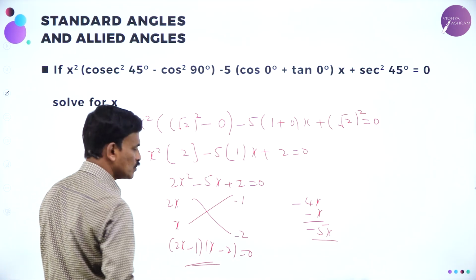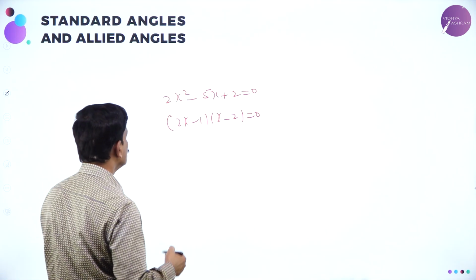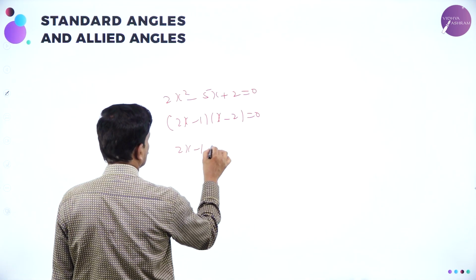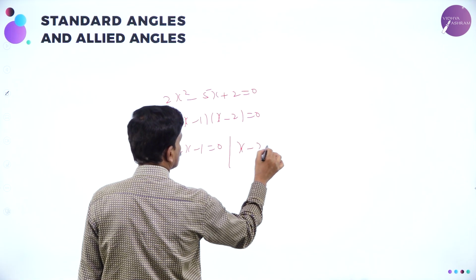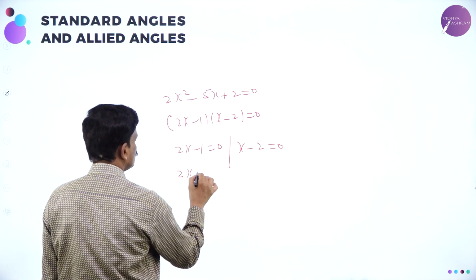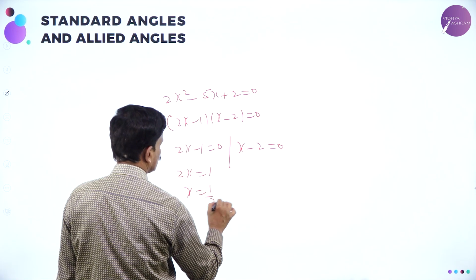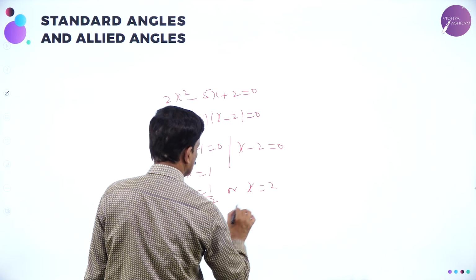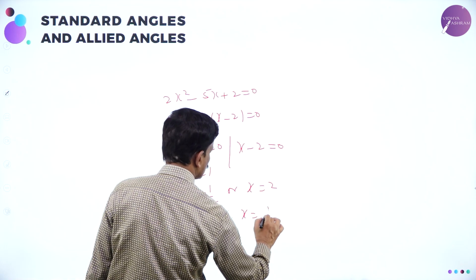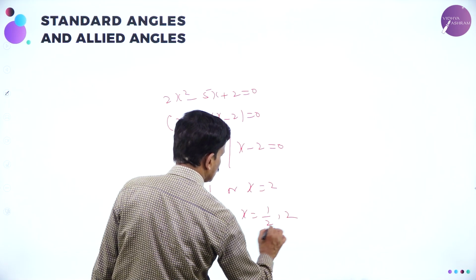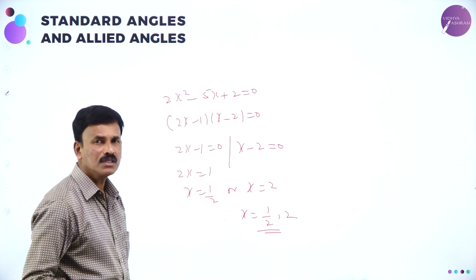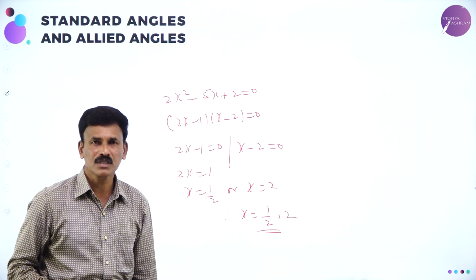See, I have written here 2x minus 1 into x minus 2. So, this can be written as 2x minus 1 is equal to 0 or x minus 2 is equal to 0, 2x is equal to 1, x is equal to 1 by 2 or x is equal to 2. So, therefore, x is equal to 1 by 2 comma 2. 1 by 2 or 2 are the simplified answer. That is it. Okay. Followed.